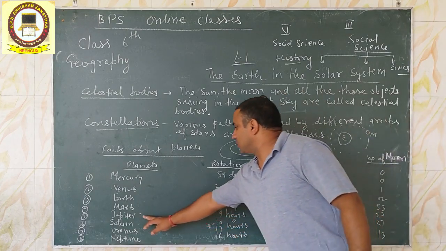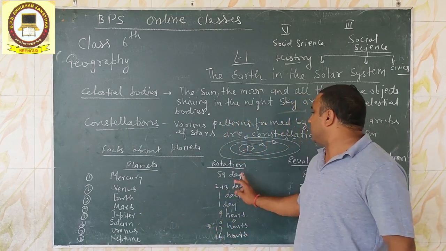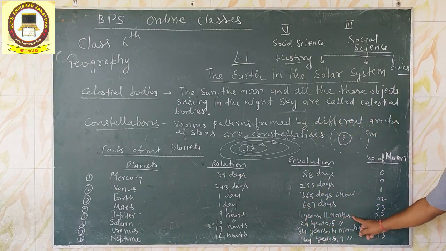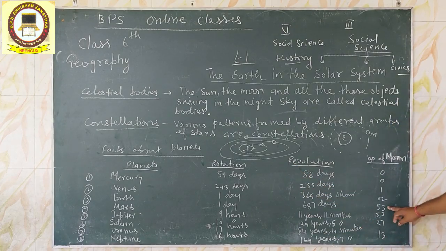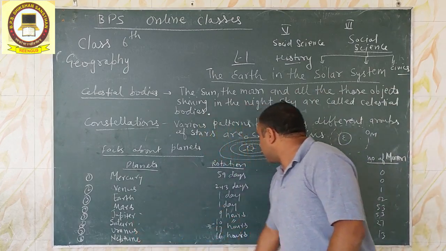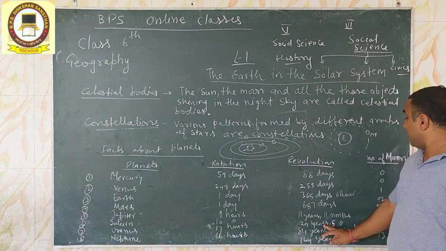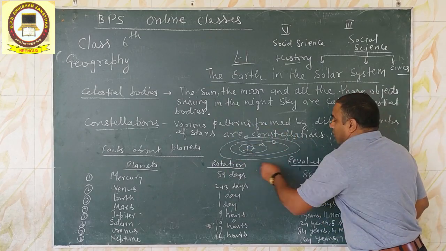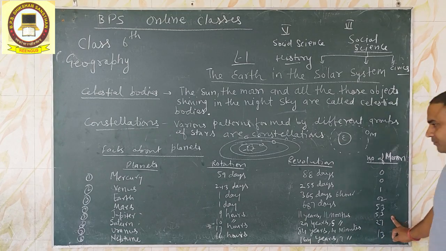Now next one is Jupiter. Jupiter takes 9 hours to complete its rotation, and 11 years to complete its revolution. It has 53 moons. Now the next one is Saturn. Saturn takes 10 hours to complete its rotation and 29 years, 5 months to complete its revolution around the sun. It also has 53 moons.